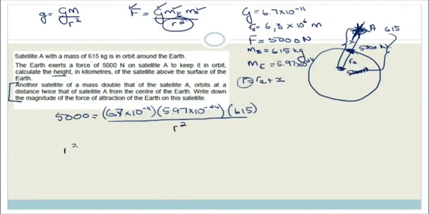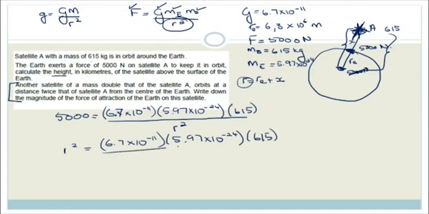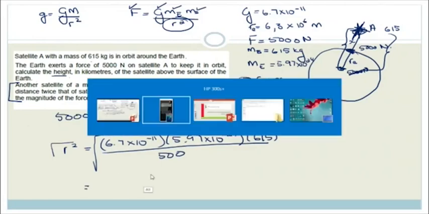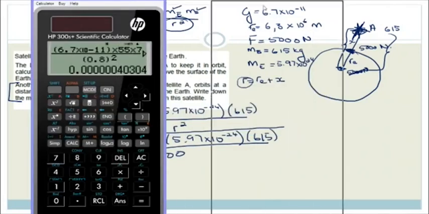Therefore, R squared is going to be 6.7 times 10 to the minus 11 times 5.97 times 10 to the 24 times 615, all over 5,000. And then obviously to get R by itself, I have to square root both sides. So let's find our calculator and pop that in.